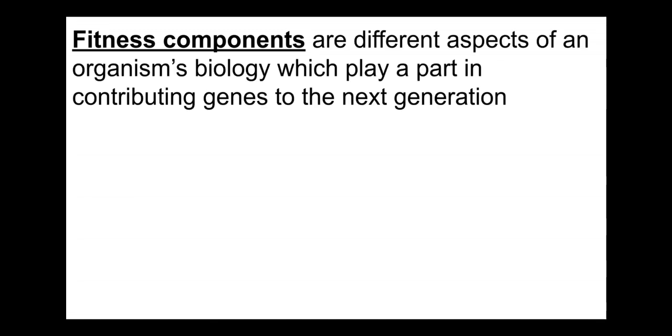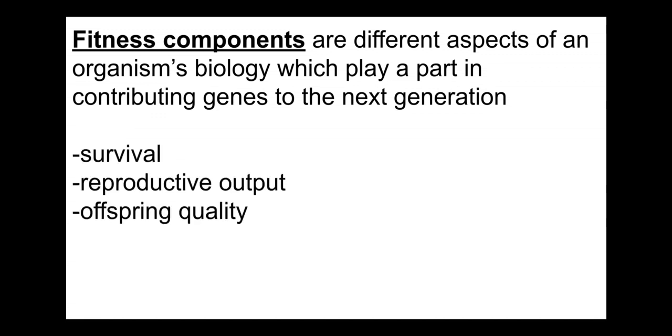Often, fitness is very difficult to measure. It can be very hard in practice to determine the genetic contribution of a phenotype relative to the others. So usually ecologists and evolutionary biologists use what we call fitness components. These are different aspects of an organism's biology which play a key part in contributing genes to the next generation, but we'd call them a proxy. They're just a way of estimating, or we believe they're correlated with fitness.